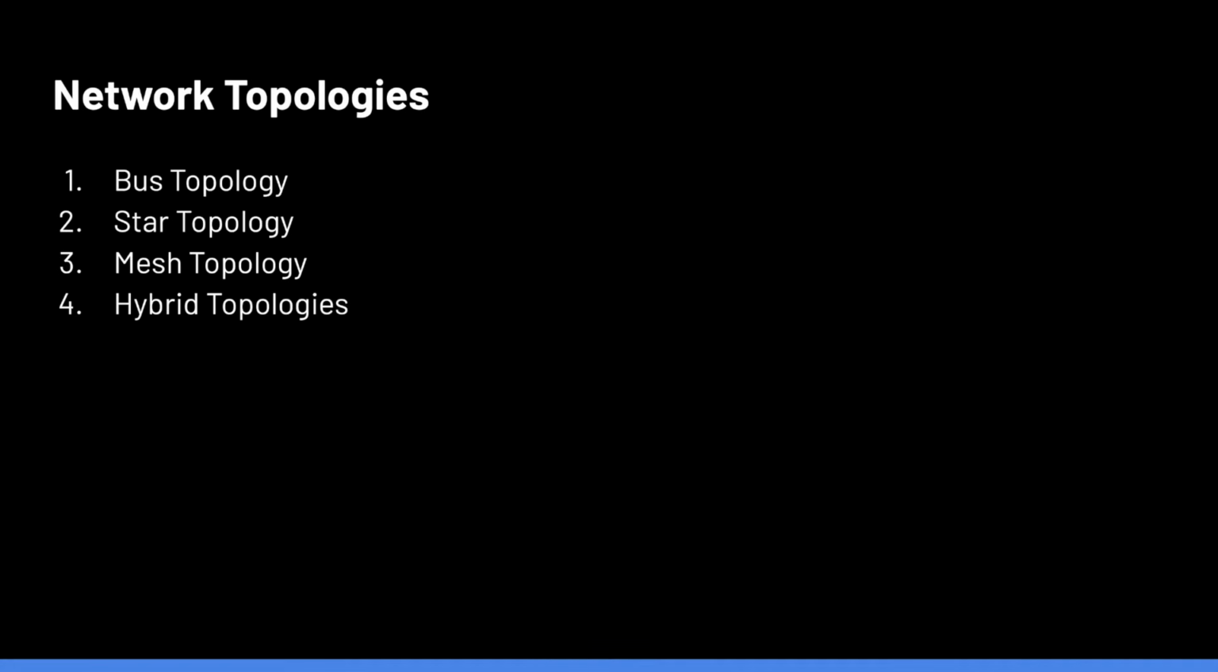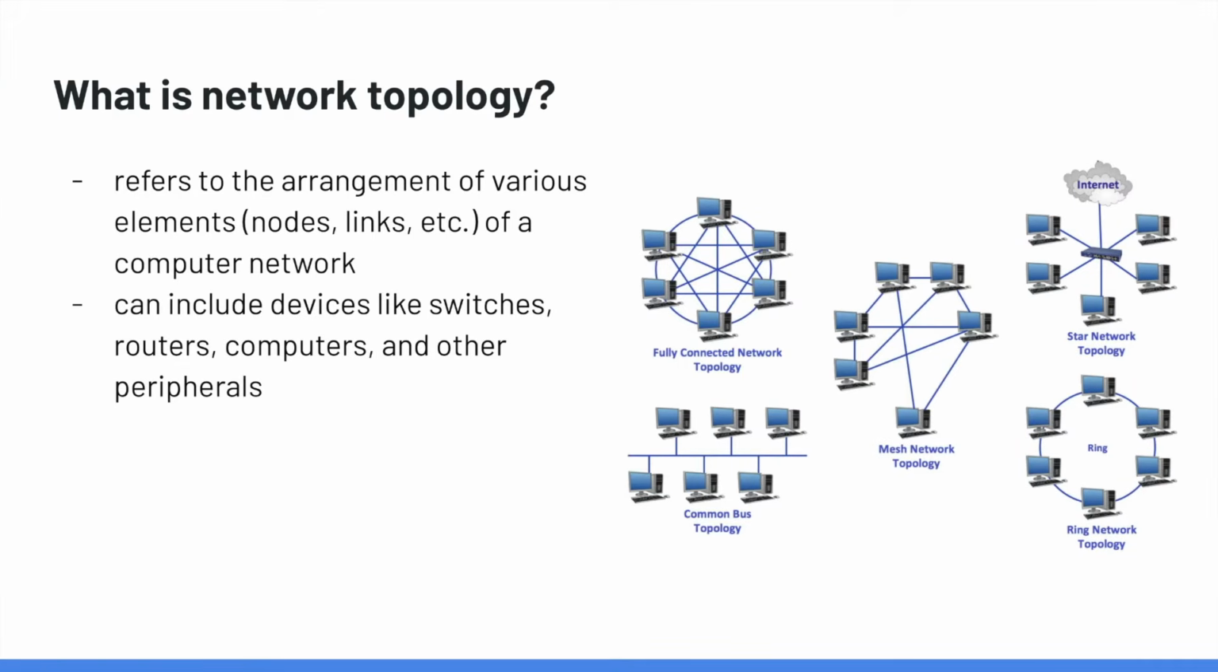Now let's move on to our next topic, which is network topologies. This is basically the structure of a network. More specifically, it refers to the arrangement of various elements of the network. So basically how different computers are connected to each other on the network, and also where network devices are located, with network devices of course being switches, routers, computers, and other peripherals.